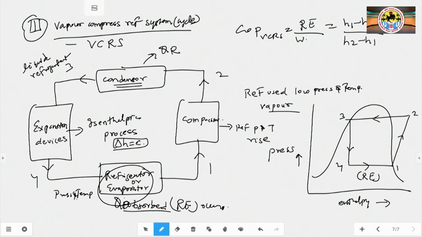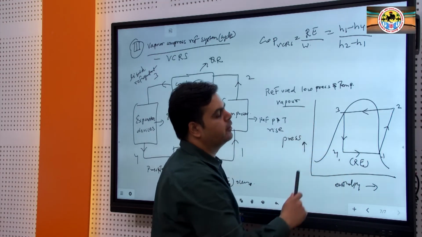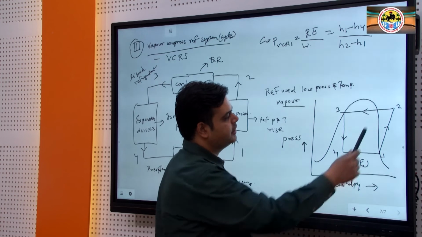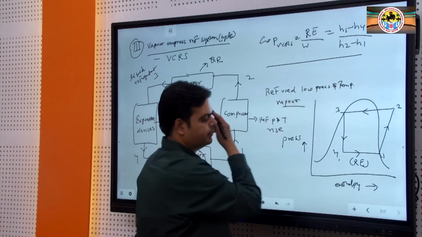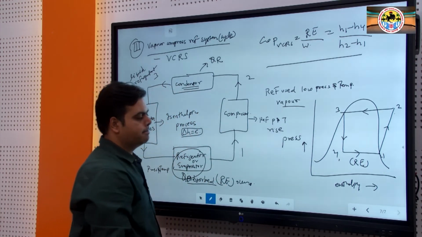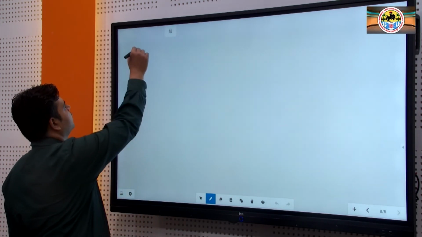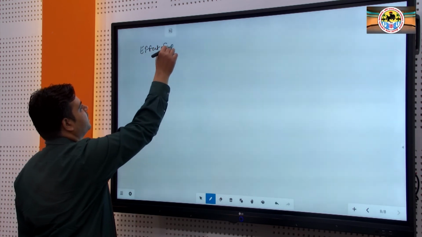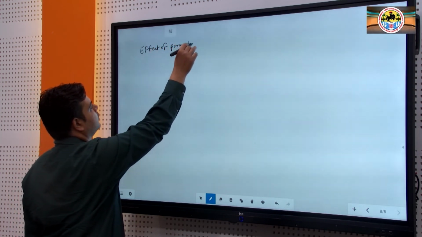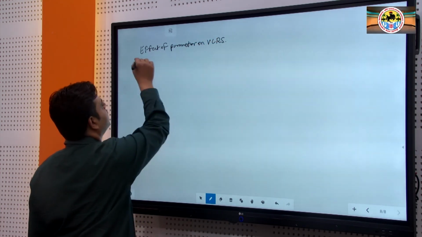So, the COP of the vapor compression refrigeration cycle is the refrigeration effect, that is the amount of heat absorbed, H1 minus H4, over the work done by the compressor, that is H2 minus H1. This is the vapor compression refrigeration cycle COP. Then next, the effect of parameters on the vapor compression refrigeration cycle.